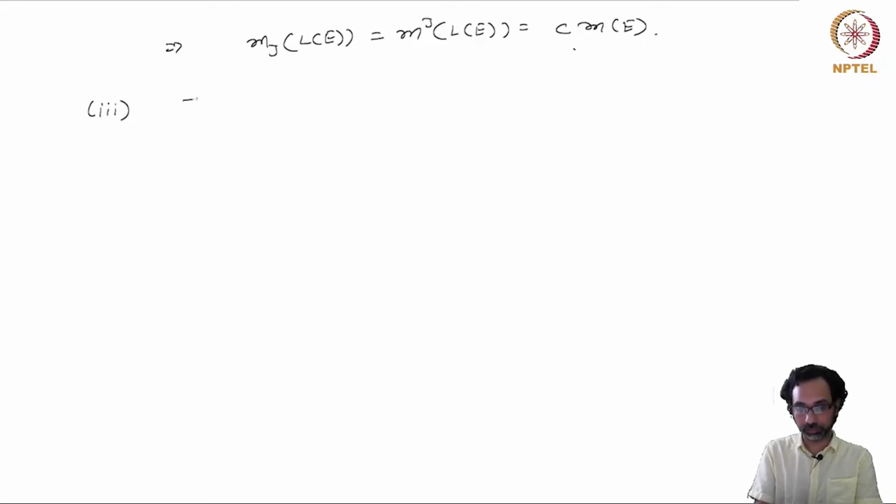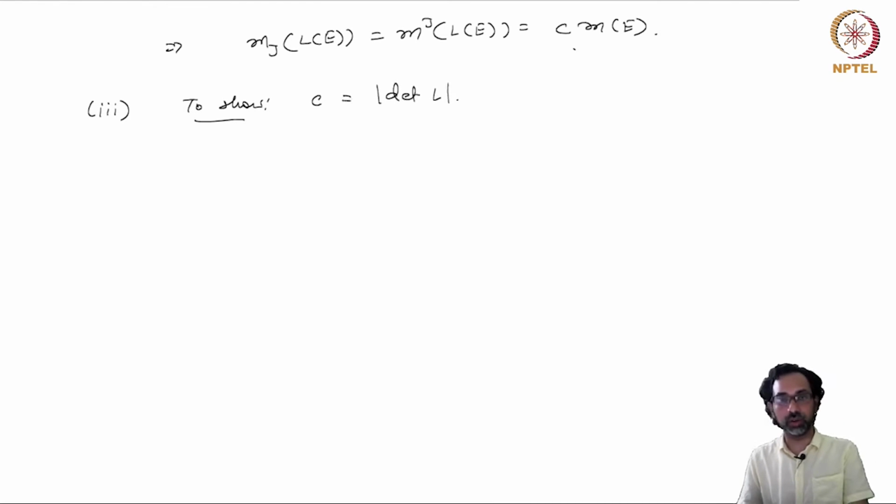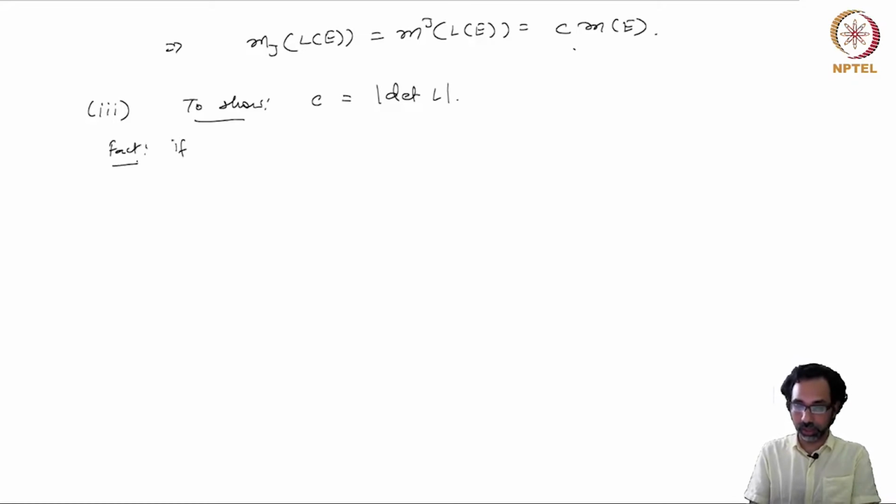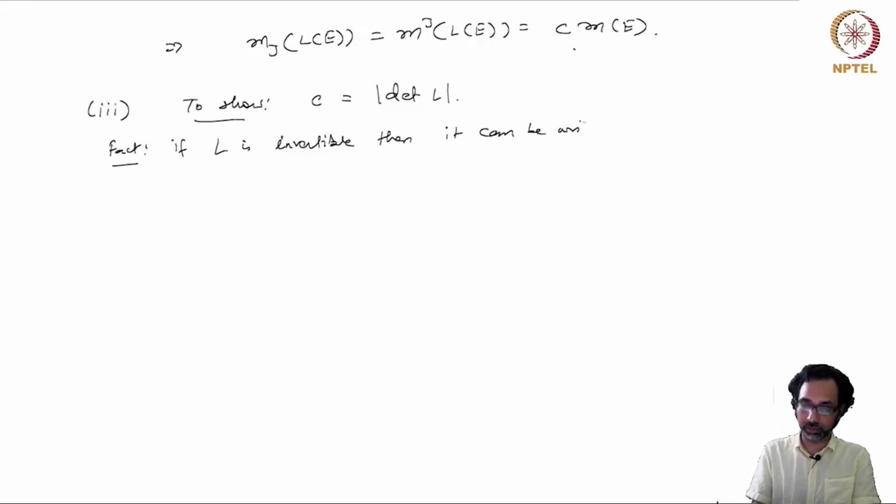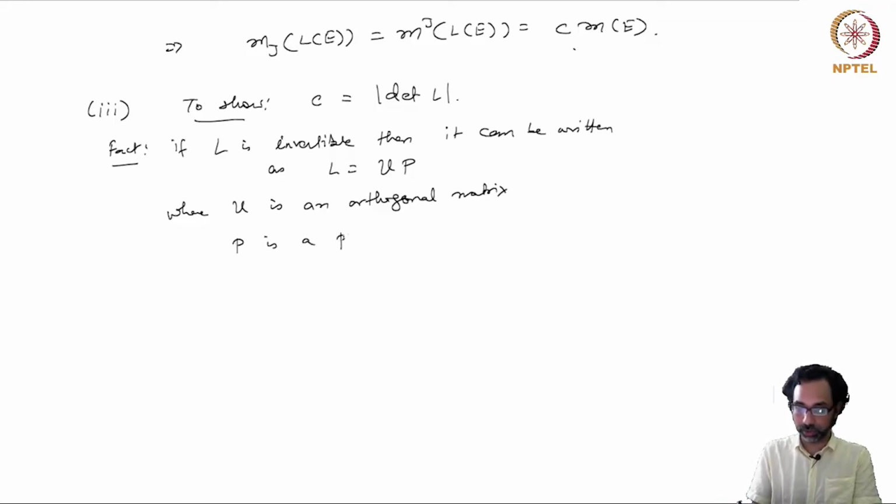Lastly, we have to show the third part, the claim that C is equal to the modulus of the determinant of L. For this, we again need some facts from linear algebra, which is that if L is invertible, then it can be written as L equals U times P, where U is an orthogonal matrix and P is positive definite.